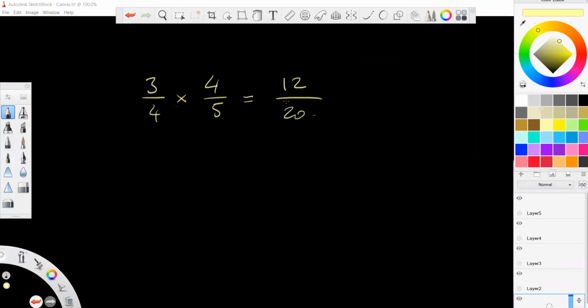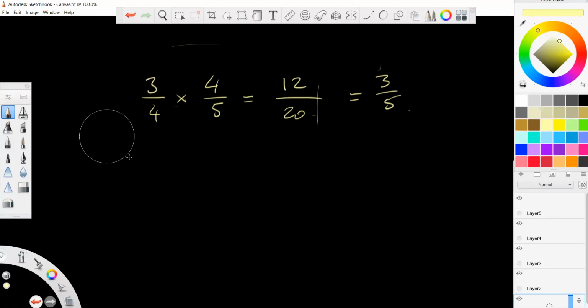Okay, so we've got 12 over 20. Now, a second step to this process, of course, that most of you will have noticed is that I can reduce that to its simplest form as 3/5. This equals 3/5. But actually, the important stage I wanted to show you is that we can multiply two fractions simply by multiplying the tops and multiplying the bottoms.